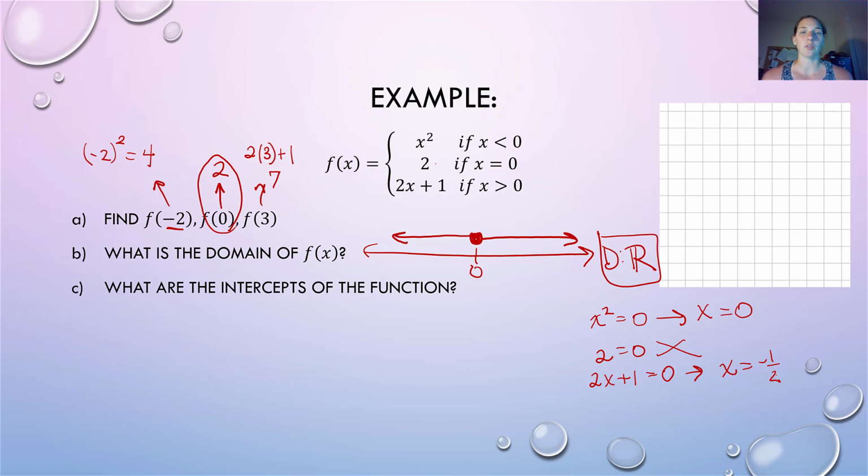Okay, now we have to go back and check. Is 0 allowed for the x squared? Well, no, only if x is less than 0. So this turns out to not be an intercept because it didn't fit in that part of the domain. X equals negative 1/2. Well, the 2x plus 1 gave us that. Is that greater than 0? Again, no. So that's not an intercept either. So the only intercept of the function is the y one at (0, 2).